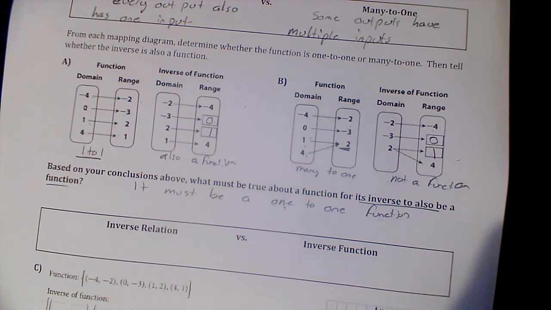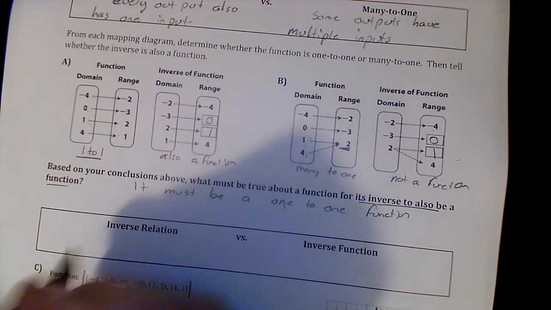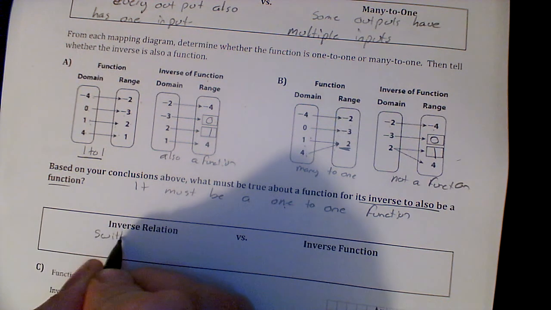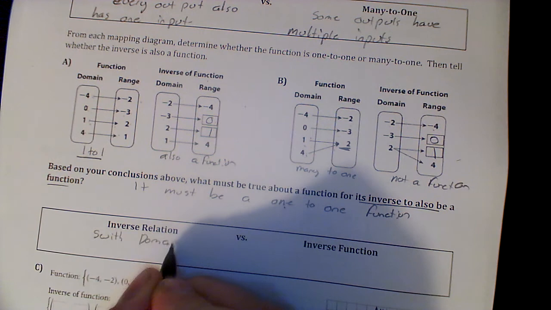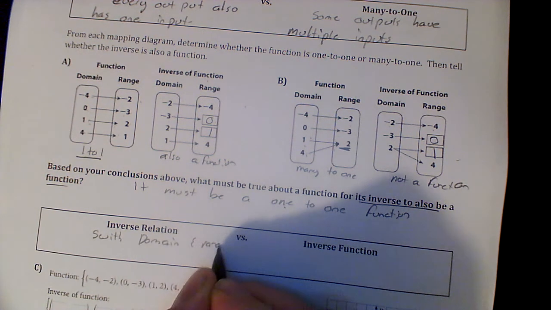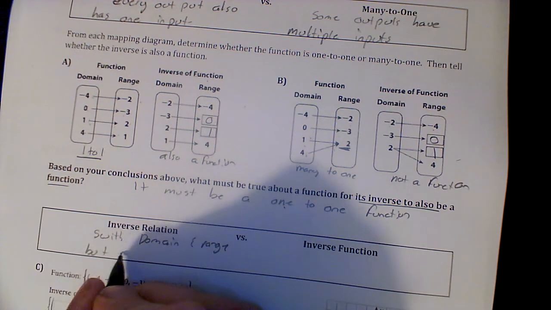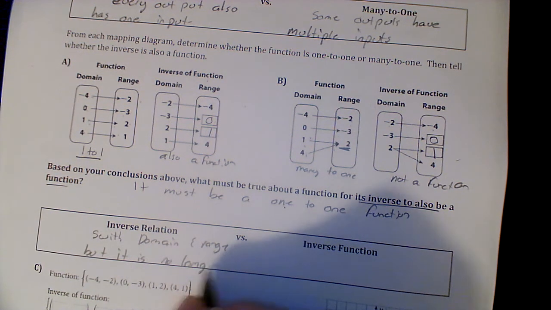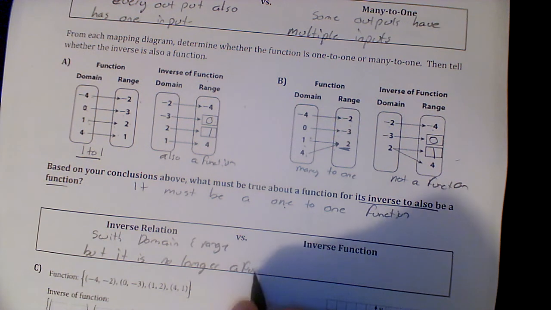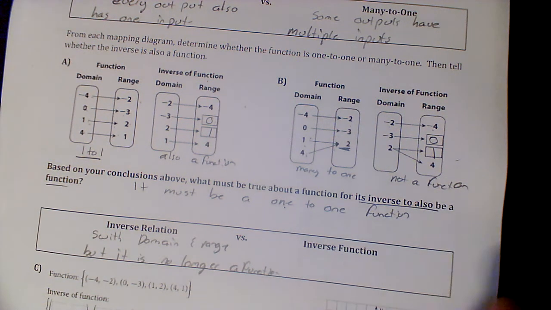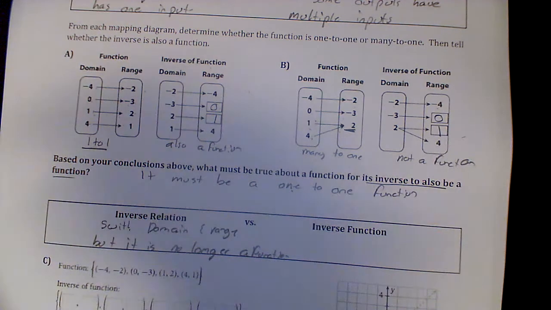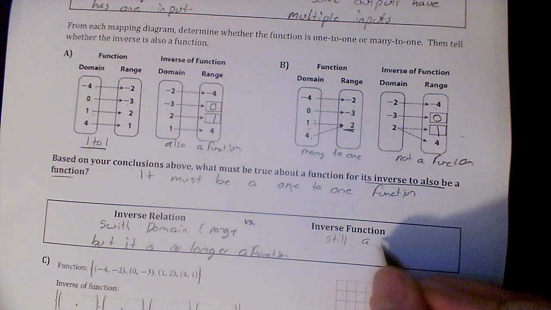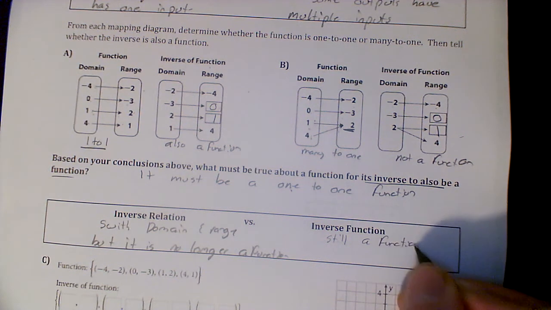That's it. So an inverse relation is when you switch domain and range, but it is no longer a function. Alright, inverse function, still a function. When I switch, it's still a function.